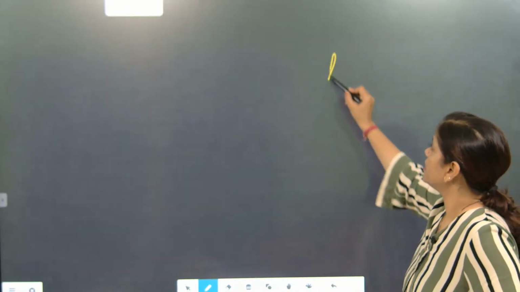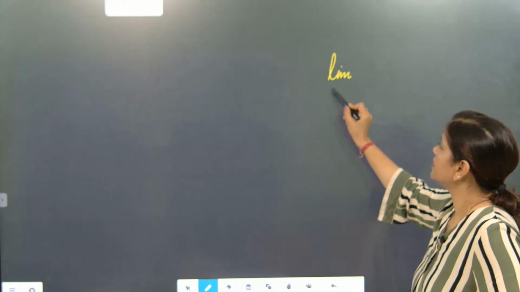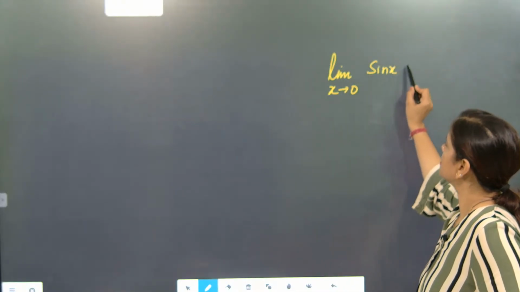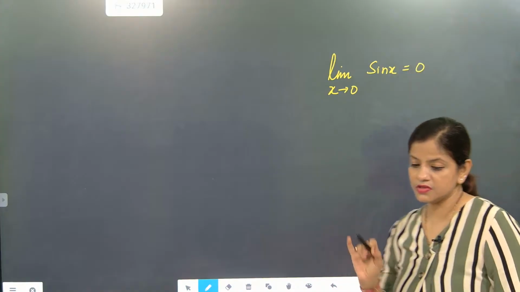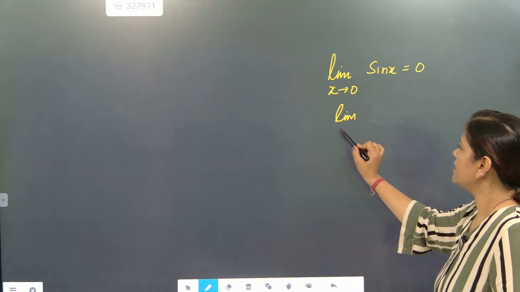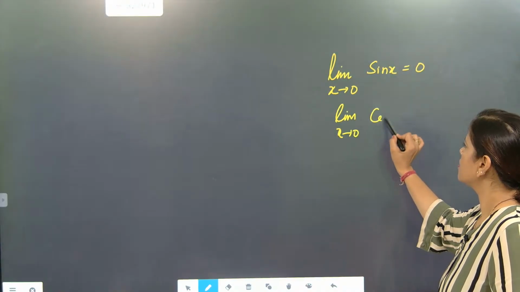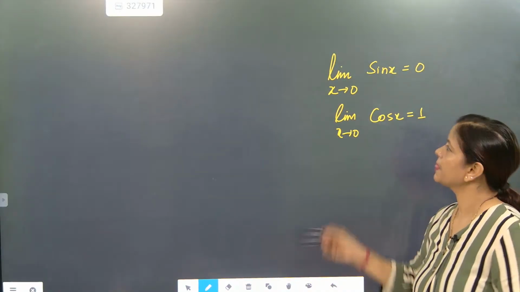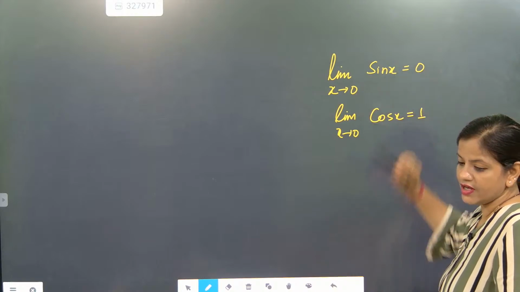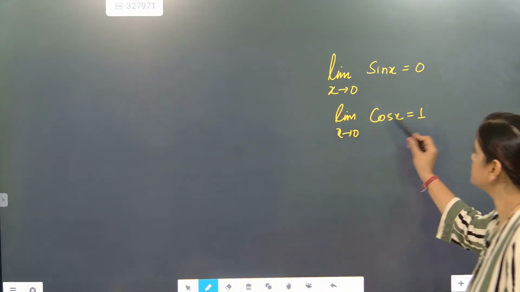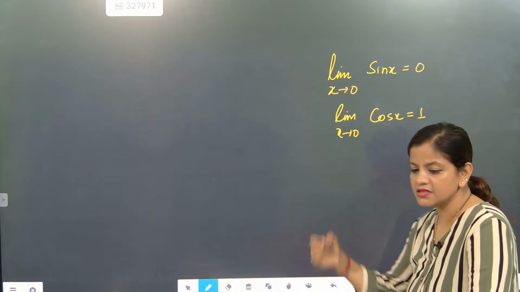Write down the formula. If limit x tends to 0, then sin x will be equal to 0. This is the first part. Second, limit x tends to 0, cos x will be equal to 1. This is too simple now. The moment you put 0, sin 0 value is 0. Now the second part is cos 0. Cos 0 value is coming as 1.